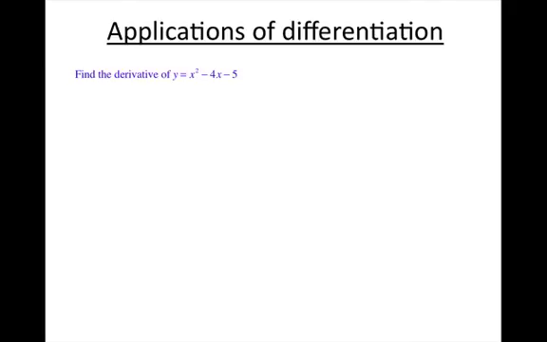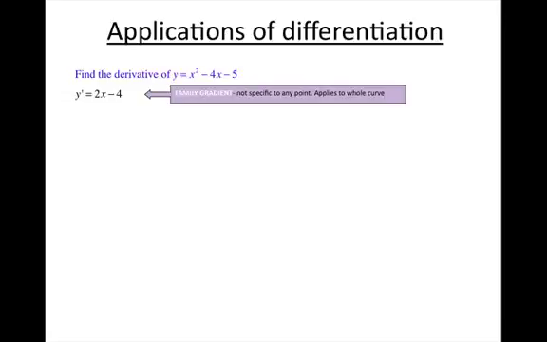For applications of differentiation, just to warm us in, I want us to go about finding the derivative of y equals x squared minus 4x minus 5, like we've done. So you should be able to see that that's just vanilla differentiation, and that becomes 2x minus 4. All good. That there is what we're going to call the family gradient. And what that means is it's not specific to any point, it applies to the whole curve. It's the derivative of the whole curve. It's the family gradient. Okay?